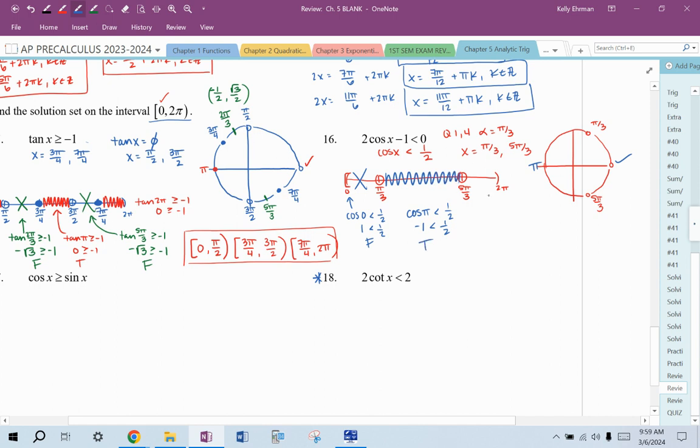This is probably false. We can double check that by saying, well, we're in quadrant 4. And if we plug in anything past where cosine is equal to 1/2, it's just going to get larger. Or you could just say cosine of 2 pi, is that less than 1/2? 1 is not less than 1/2, so that's false. So our only solution set for this one is pi over 3 to 5 pi over 3.